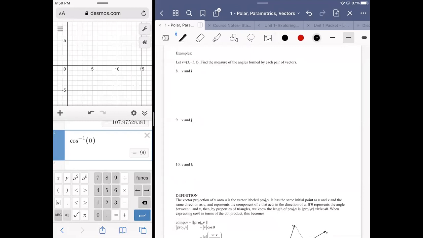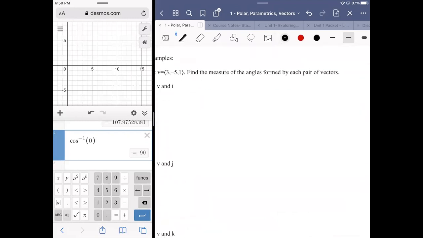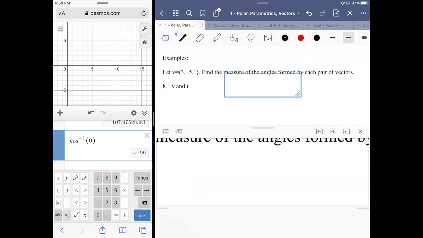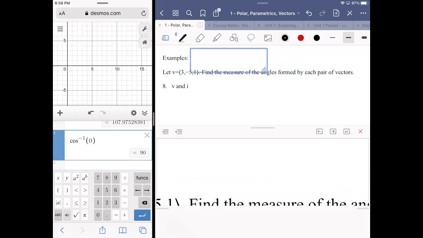The examples on the next page are asking you to find the measure of the angles formed by each pair of vectors. Just knowing that i is the vector 1, 0, 0, j is 0, 1, 0, and k is 0, 0, 1, I'll just jot that down on the top. This should be pretty easy, right? Because it's really just doing more of what we just did.